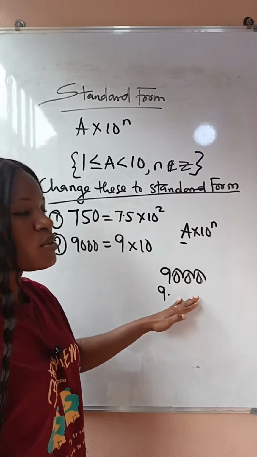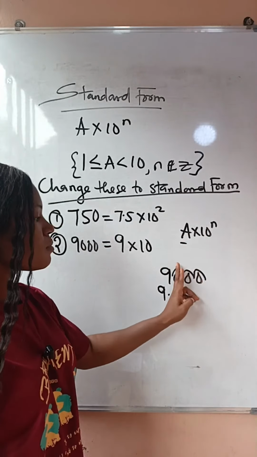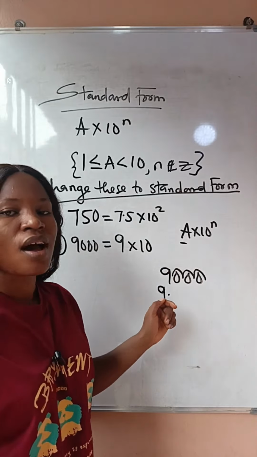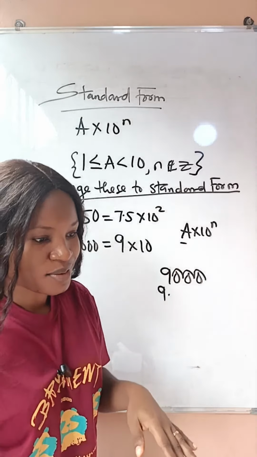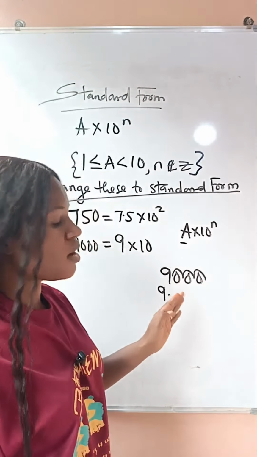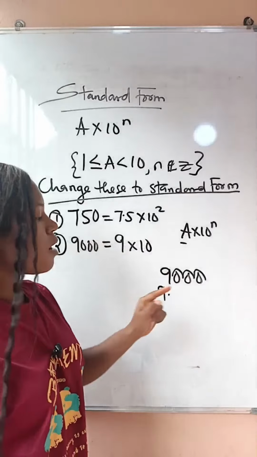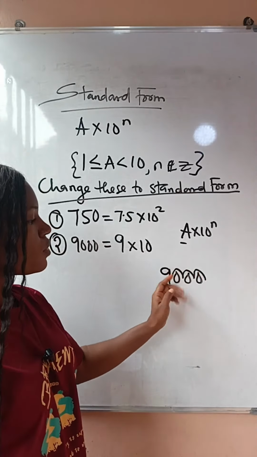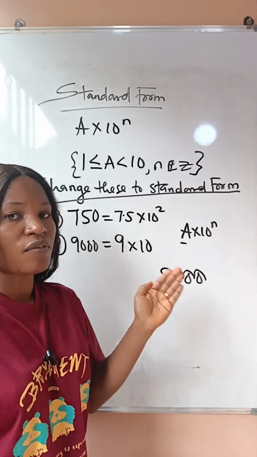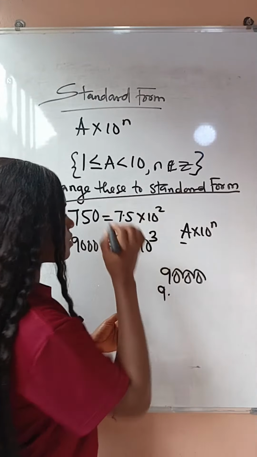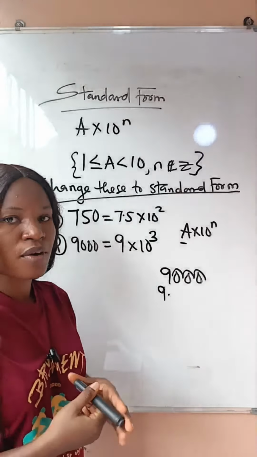So what do you need to do? You count how many times you shifted your decimal point to get to your new destination. So if we count it now, we have 1, 2, 3. 3 times. And because we shifted our decimal point to the left, it's going to be positive 3. So this will be the answer. 9 times 10 to the power of 3.